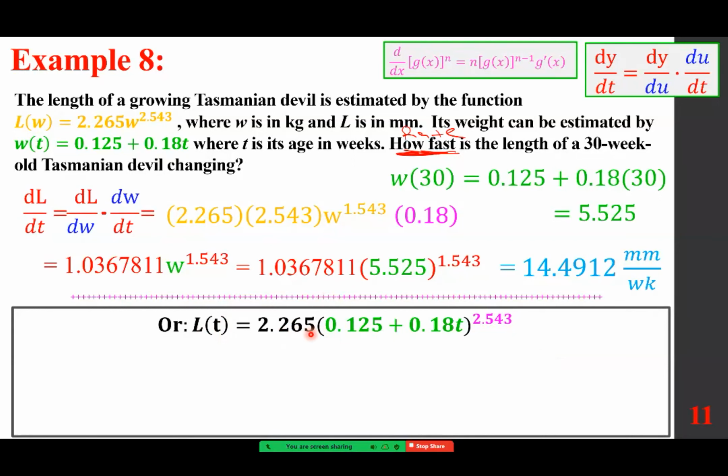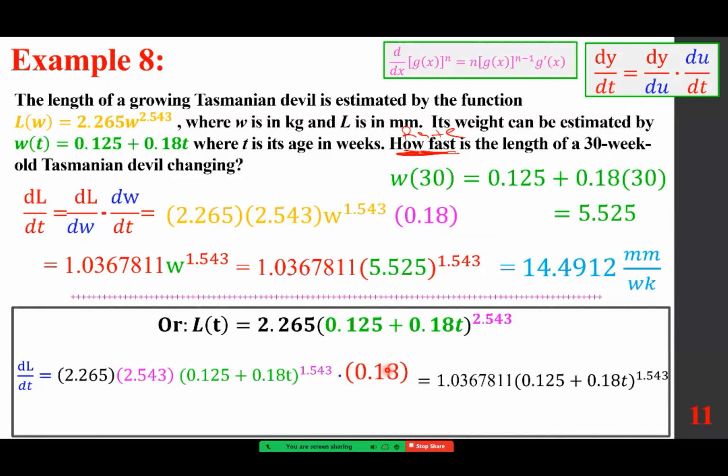Then this uses the extended power rule. You put the exponent in front, the same thing to the power of subtract 1, 1.543. And then by the chain rule, the derivative of the inside, which is simply 0.18. The product of the three numbers is the same as what we got here, 1.0367811, and the parenthesis 0.125 plus 0.180T to the power of 1.543. And of course, if you want to find it in 30 weeks, just plug the 30 here, and it will give you the same answer.